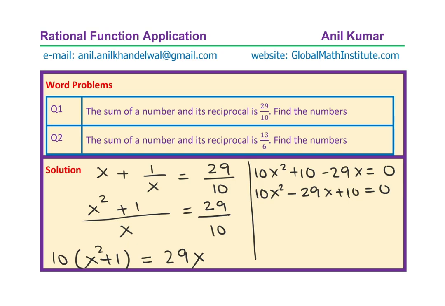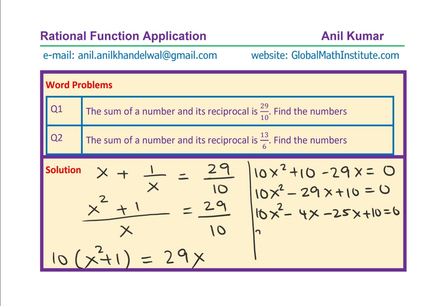10 times 10 is 100. So now you apply this product and sum rule to factor the quadratic equation. Some of you can also use the quadratic formula, correct? 4 plus 25 is 29. So we can write this as 10x squared minus 4x minus 25x plus 10 equals 0.